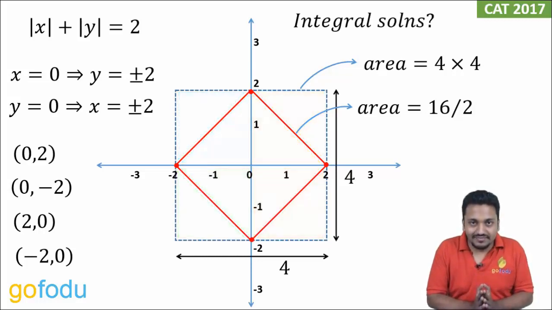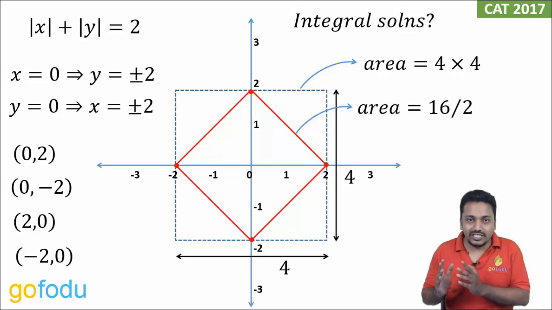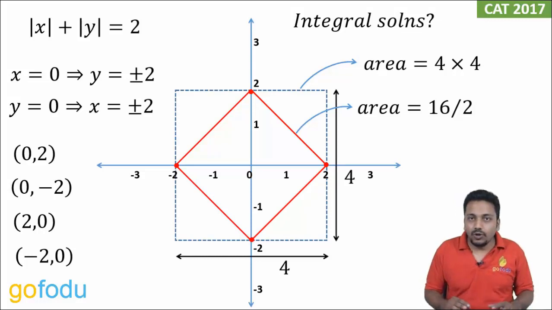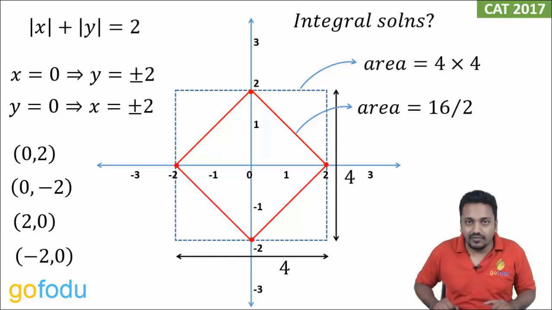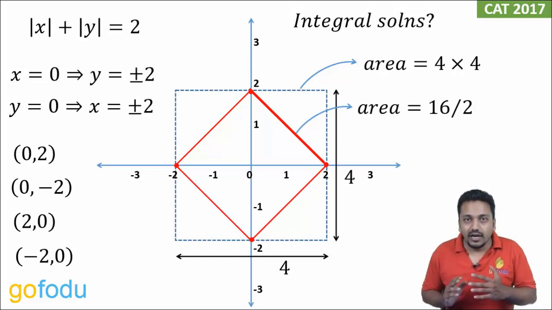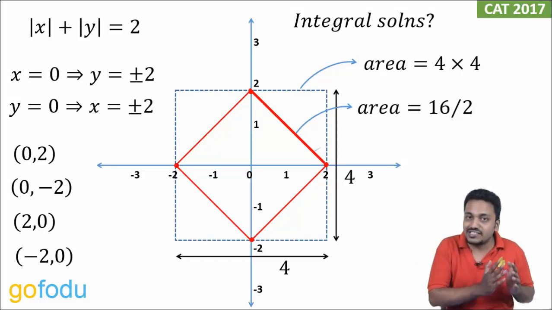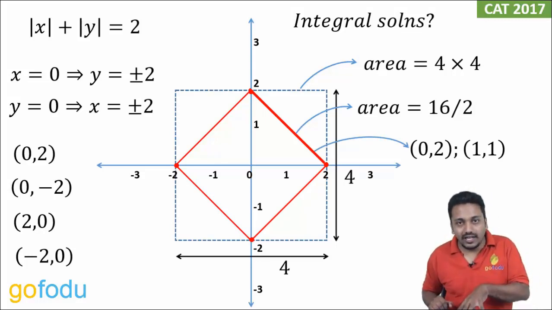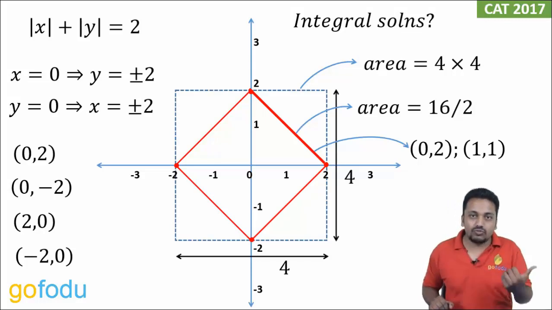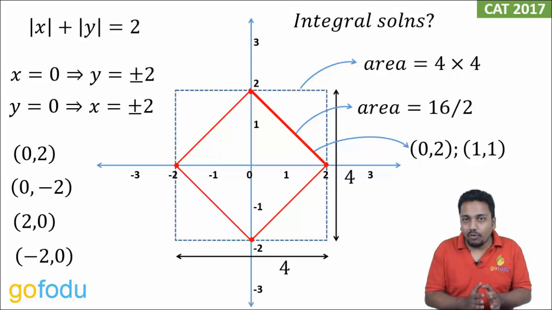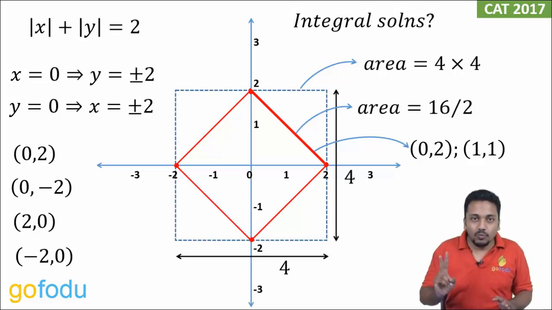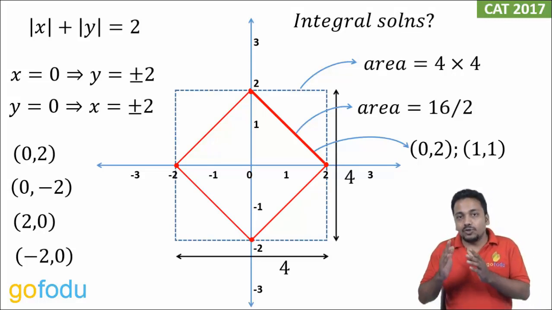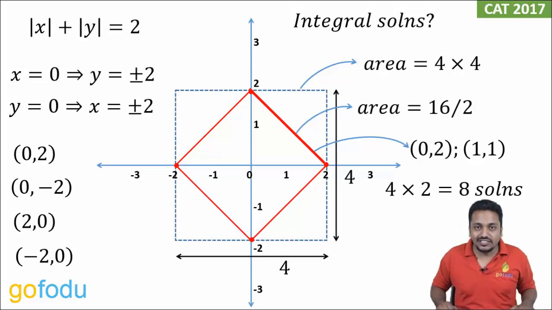Now answer this question. How many integral solutions does the equation mod x plus mod y is equal to 2 have? If you look at just one side of the square graph, the side in the positive xy quadrant, points on this side which satisfy our equation are 0, 2 and 1, 1. 2, 0 is also a point, but we'll count it in the fourth quadrant. So for now we have points 0, 2 and 1, 1. 2 points on one side and a total of 4 sides are there. That means we have 2 into 4, 8 integral solutions for this equation.